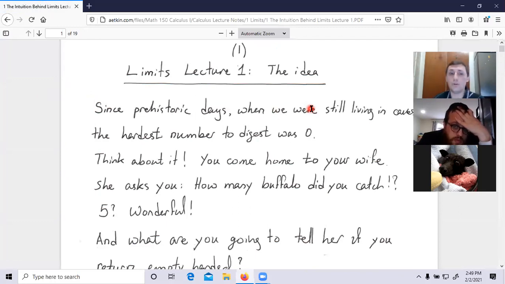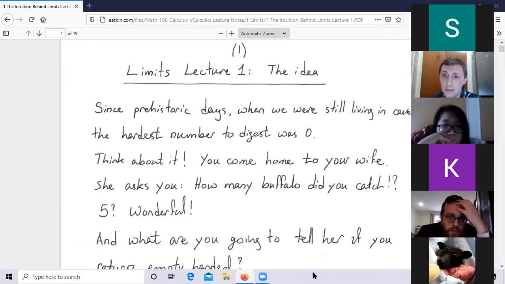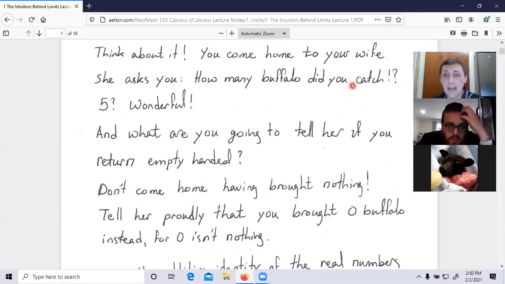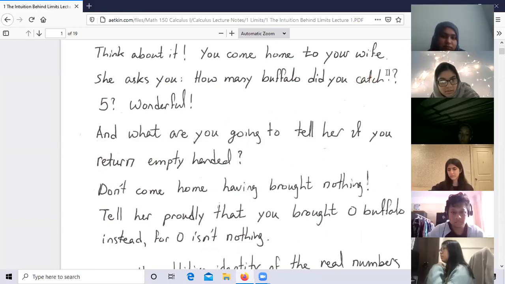So you come home to your wife and she asks you, how many buffalo did you catch? Well, if you say you caught 5 buffalo, wonderful, you're a good husband, you're a provider, okay? But I am not particularly good at catching buffalo. So what would I have said to my wife? I cannot come to my wife and bring her no buffalo. So I will bring her 0 buffalo instead. And 0 is not nothing.